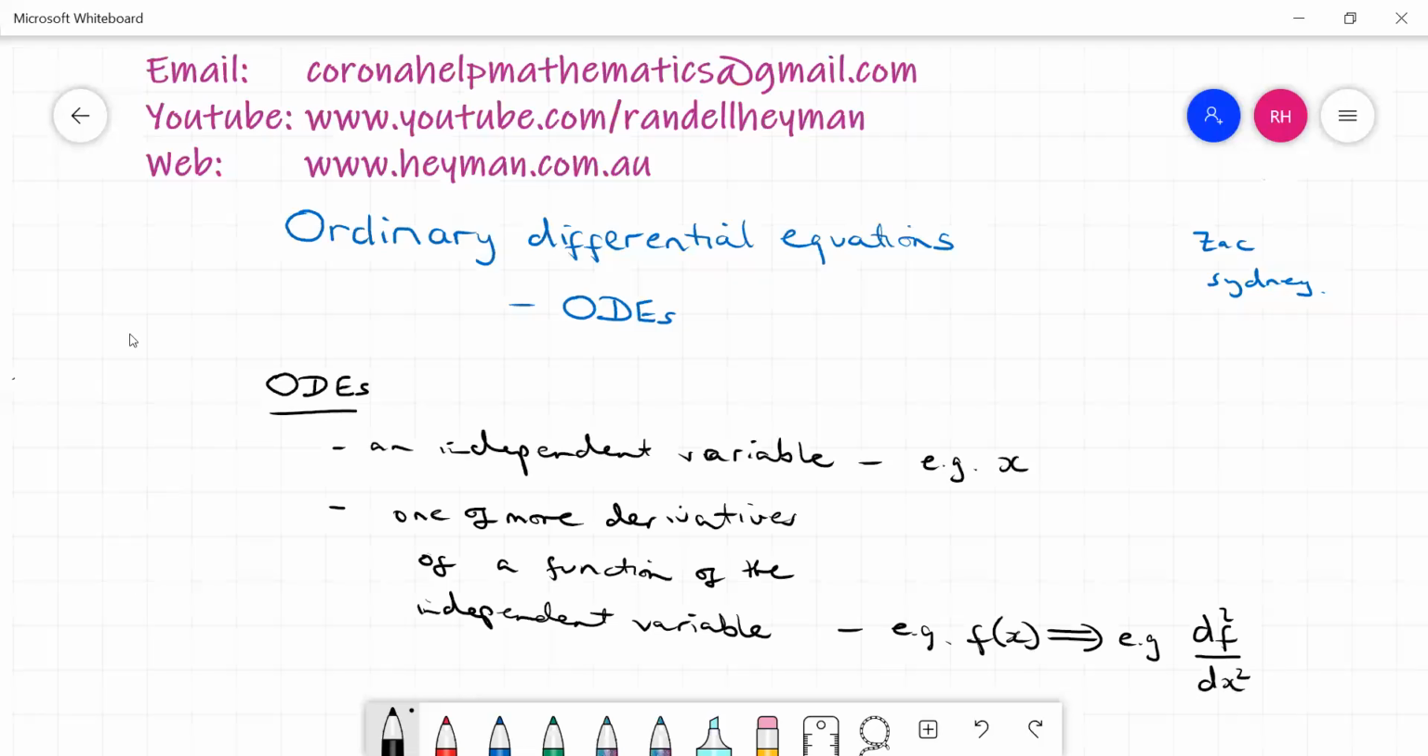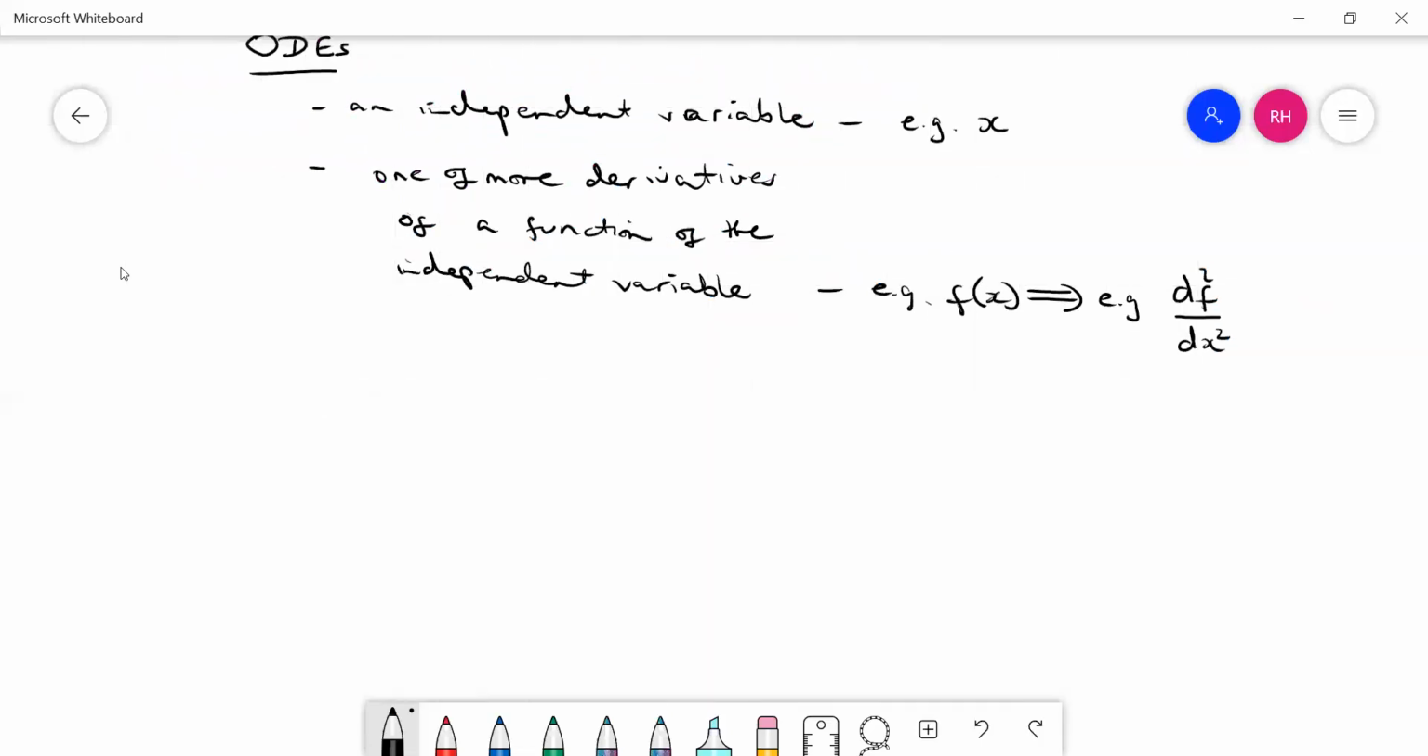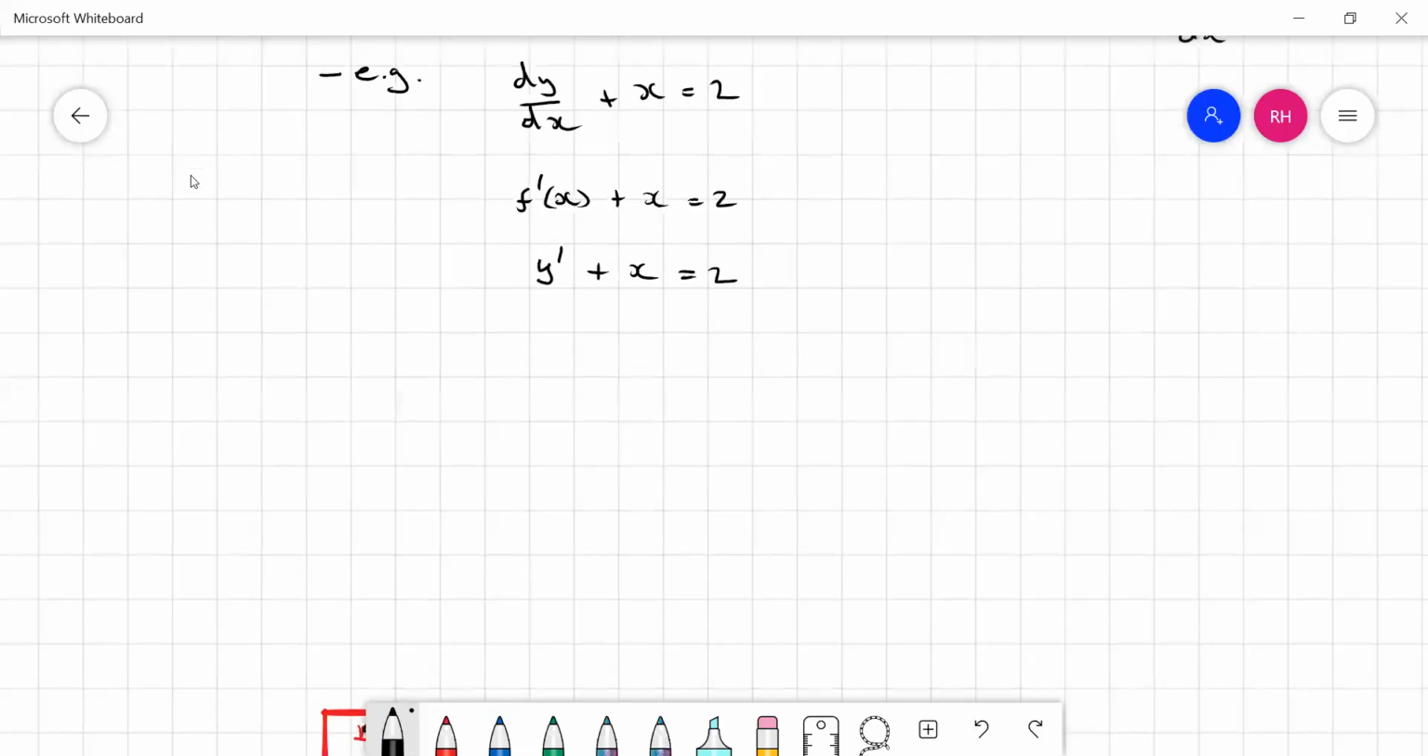Okay, so pushing on, let's give you some examples. There's a number of ways that you'll see differential equations written, so I'll use them interchangeably through this video. One would be dy/dx plus x equals 2. That's an ordinary differential equation. You could also see it written like this, f dash of x plus x equals 2. And you'll also sometimes see y dash plus x equals 2. So you need to get used to seeing all of them like that.